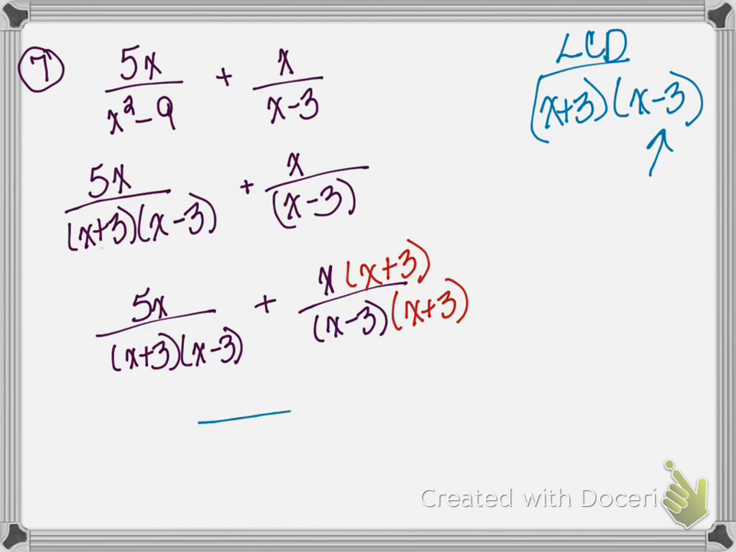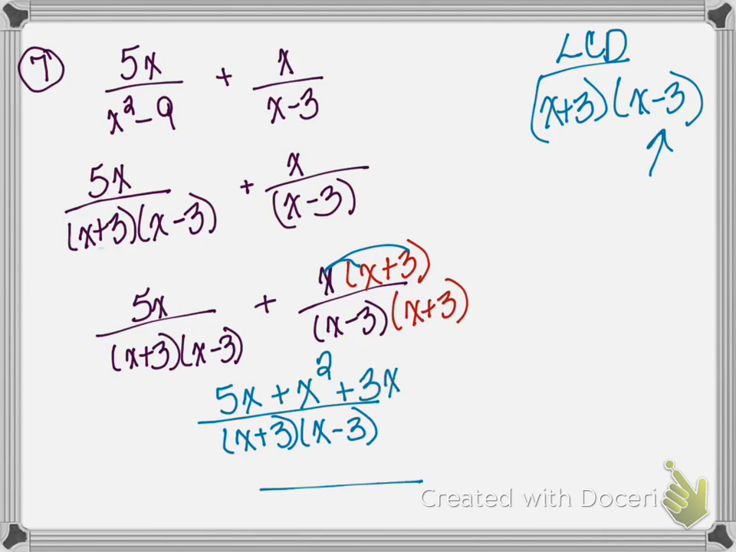So my new LCD is x plus 3, x minus 3. Then I have 5x plus this x has got to be distributed. So I have x squared plus 3x. Do I have anything else I can combine here? Good. What is 5x and 3x? Good. So I have x squared plus 8x, and that's my final answer.